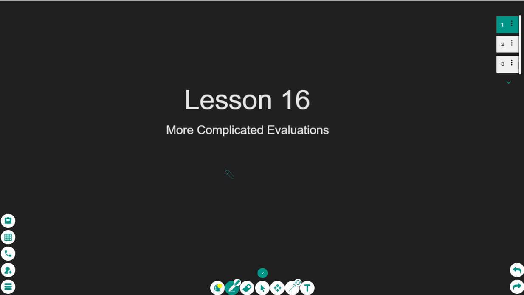This is a continuation from our Lesson 14, in which we talked about evaluating certain simple expressions, such as x plus y. Given that we know x is equal to a 1, let's say, and y is equal to a 2, let's say, we can evaluate this very simple expression by just plugging in the values of x and y, and we end up with our solution, which in this case is a 3.